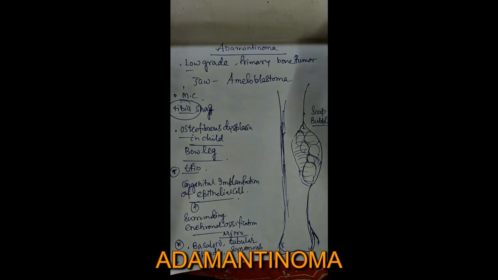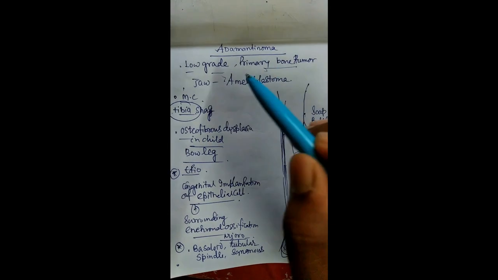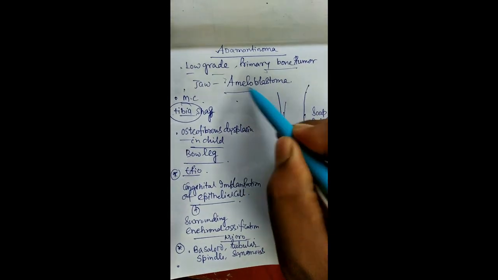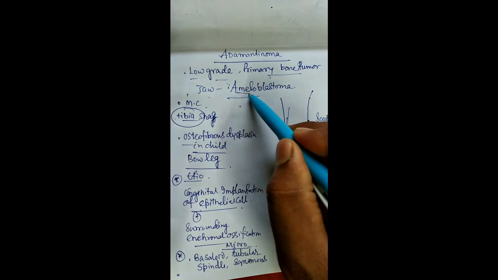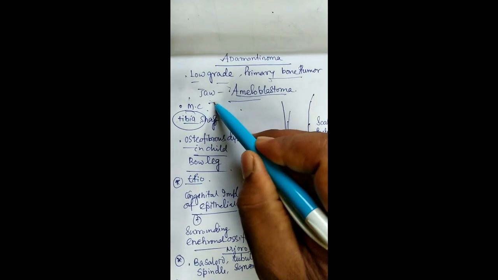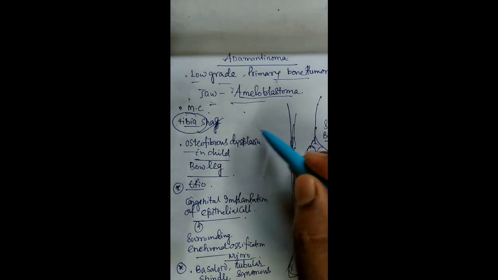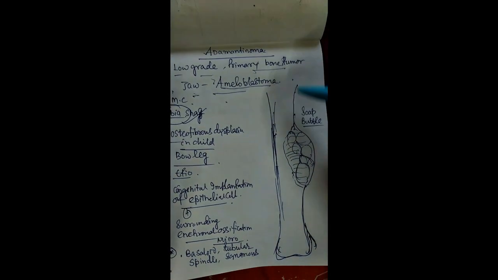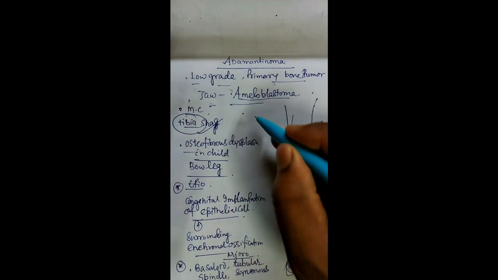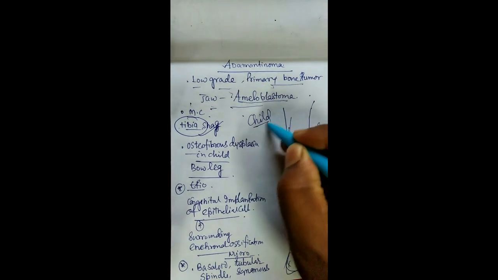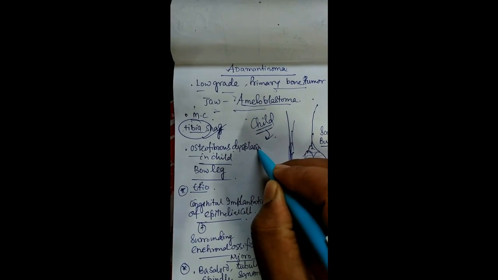Adamantinoma is also a miscellaneous tumor. It is a low grade primary bone tumor. Most commonly it is similar to ameloblastoma in the jaw, but the most common site of adamantinoma is the tibia shaft, not the metaphysis, not the epiphysis. And in the case of a child, it is also known as osteofibrous dysplasia.